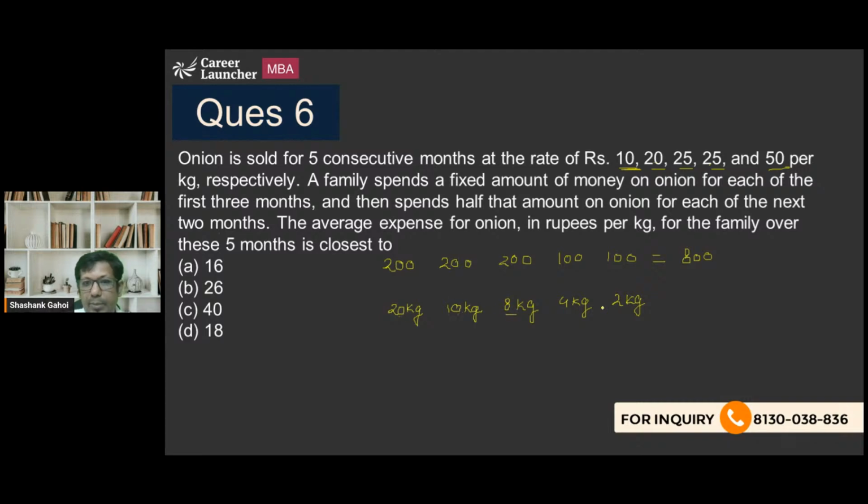So 20 plus 10, 30, 30 plus 10 and 4, 44. Okay, so this comes out to be 800 divided by 44, that is 200 upon 11. The average price is the total amount spent upon the total number of kgs bought. So it is going to be 200 upon 11, close to 18 point something, right? And the question is asking for the closest value. So the answer of this question is going to be option D, that is close to 18 rupees per kg.